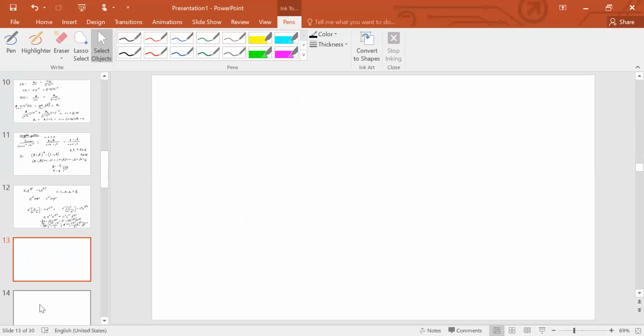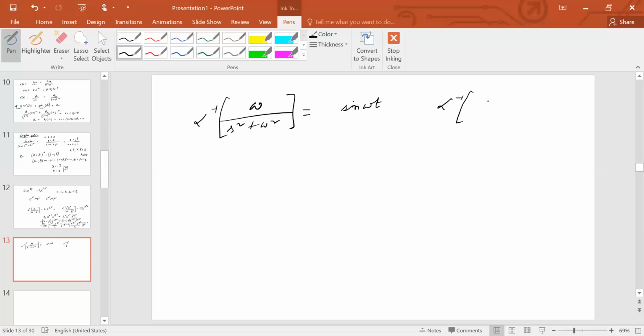And that is why we'll again harken you back to one of the results that you might have been familiar with. See, if you have omega over s square plus omega squared, you know what the Laplace inverse of this is going to be. The Laplace inverse of this function is going to be sine omega t. And similarly, the Laplace inverse of s over s square plus omega squared will be equal to cos omega t.